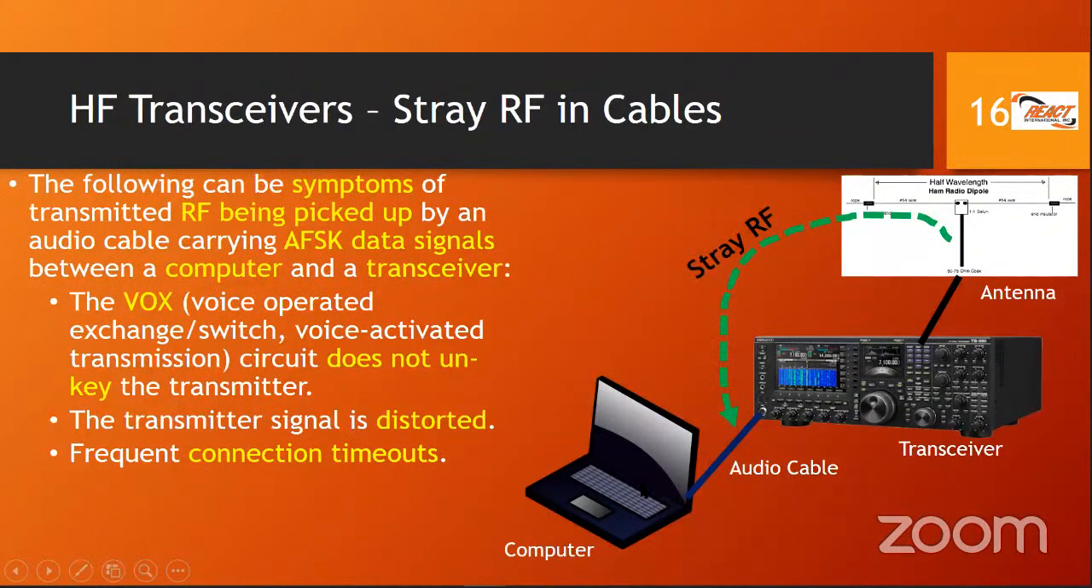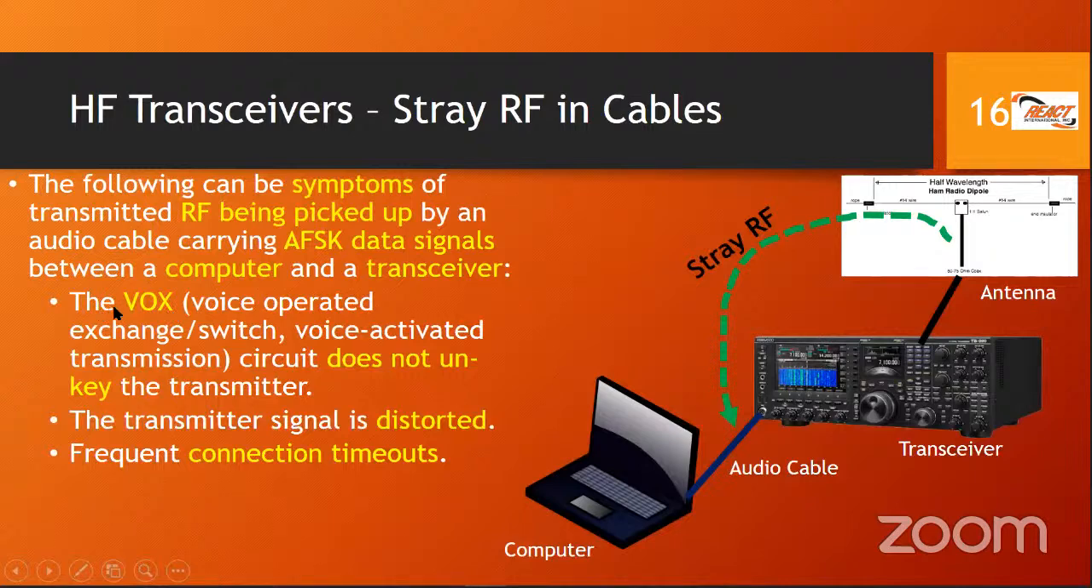Even if the radio is no longer receiving a signal from the computer in terms of the audio level to send a signal, the radio is supposed to stop transmitting, but it doesn't stop transmitting because that stray RF gets onto the audio cable. And because we are using what you call voice-operated operation, it thinks there's an audio signal and it keeps the radio keyed or transmitting, which is not desirable at all. Imagine your radio is not supposed to be transmitting and it is transmitting all by itself because of stray RF. That is undesirable. So we say that there are some symptoms if you have RF being picked up by an audio cable that is carrying digital mode signals between the computer and the transceiver.